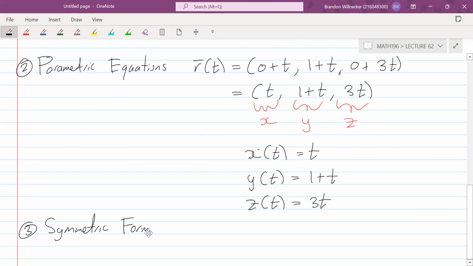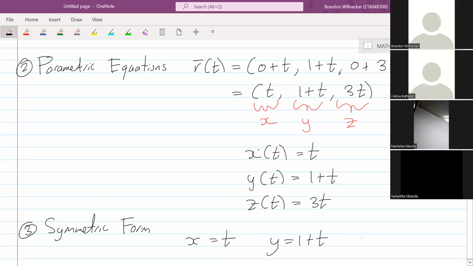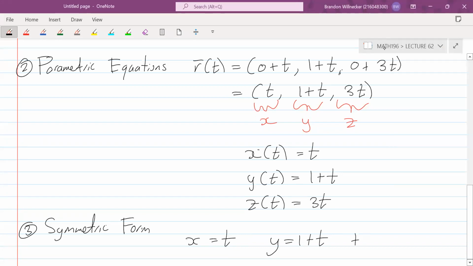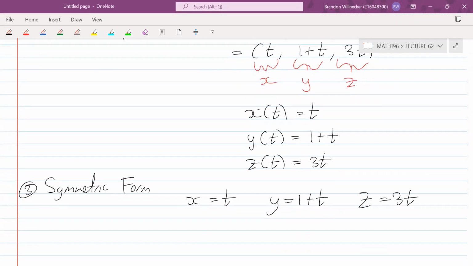Okay, so we write out our equations. So we have x is equal to t. Remember, x is a function of t, but I'm just going to write x to make it simpler. y is equal to 1 plus t, and again, it's a function of t, plus z. z, that is 3t. Now we solve for t for all of them.